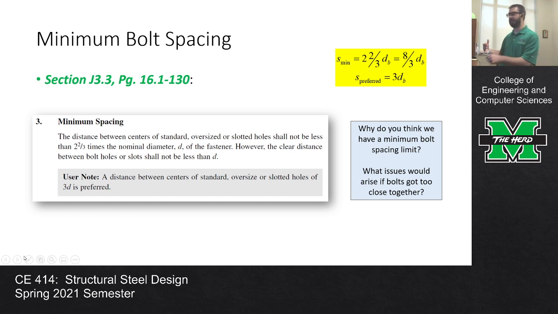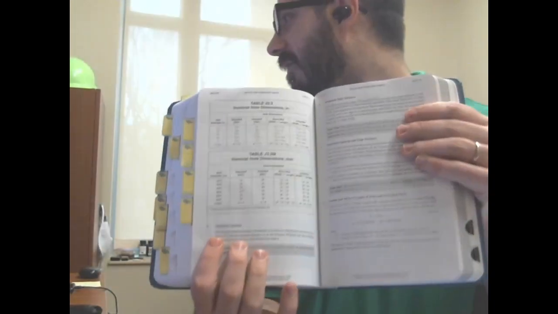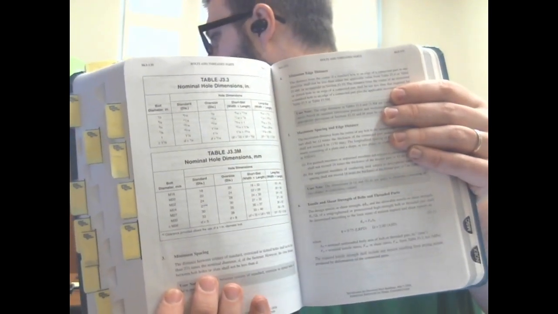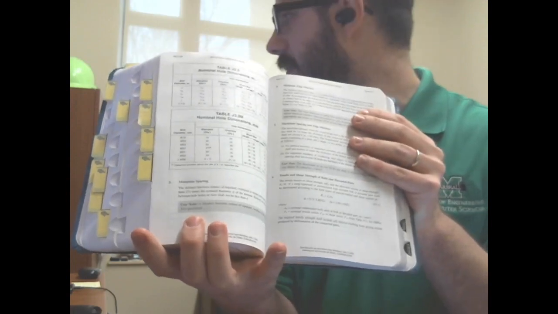So let's start off, and what I'm doing here is I'm basically listing this out the way that they are listed in the spec, okay? And so I want everybody to follow with me in the manual on this. So we're in section J3.3. We're on 16.1-130. So I'm going to go ahead and turn to that. I want everybody to turn to this as well because I want you all to see where I'm getting this. So I'm on 16.1-130, and if you're looking on the webcam, so you should see on the left page, it says table J3.3, and then we're at the bottom of the page right here where it says minimum spacing.